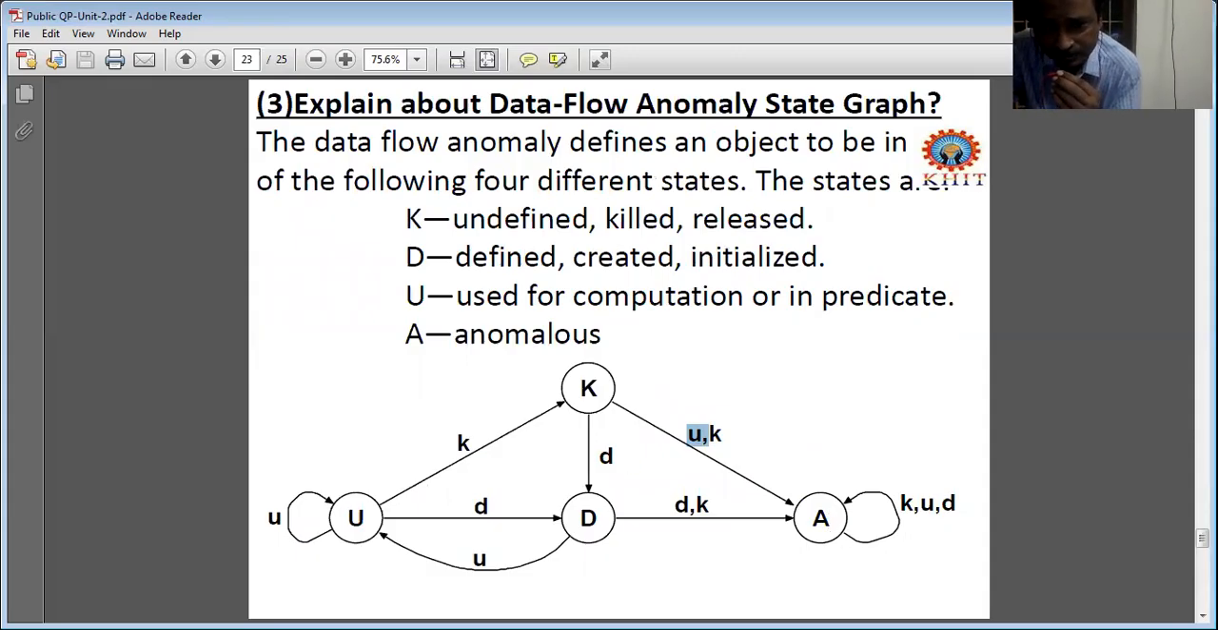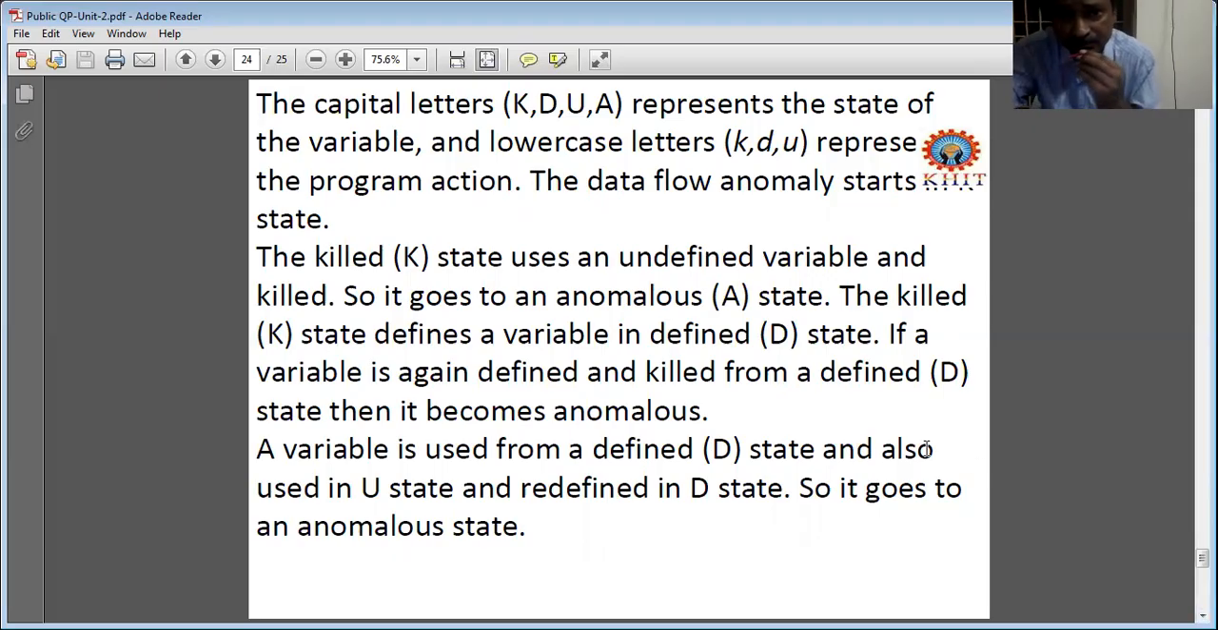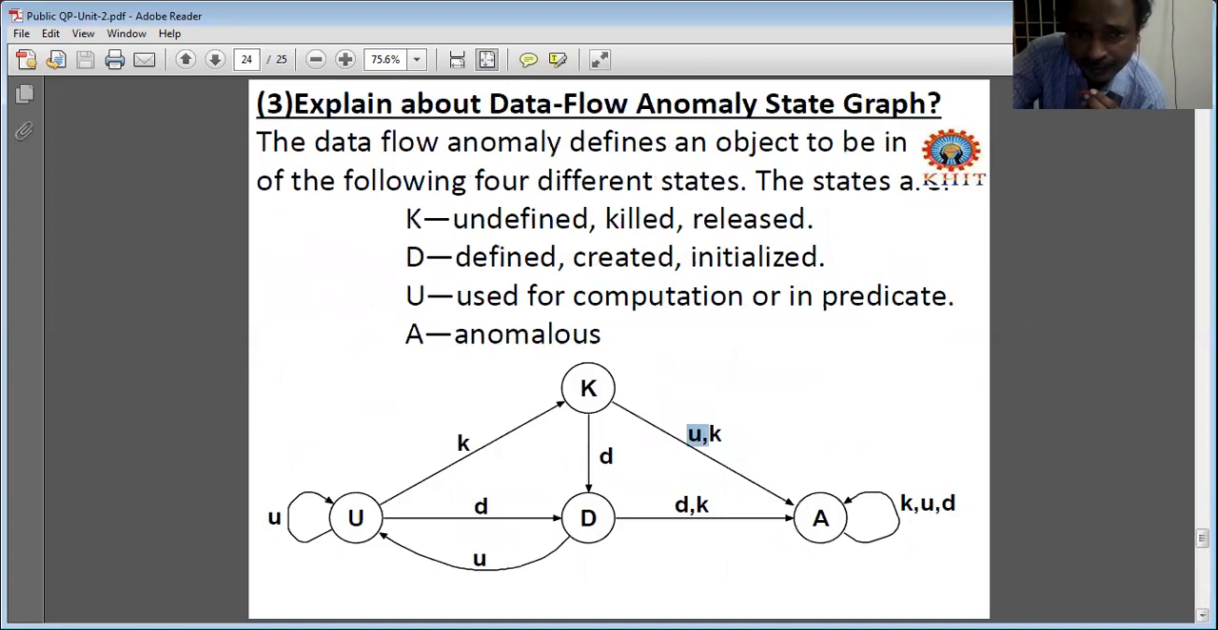Then defined, it goes to the defined state. The killed state defines a variable in the defined state. If a variable is again defined and killed from a defined state, then it becomes anomalous. Defined from D, again defined from D and killed, then it goes to the anomalous state A.